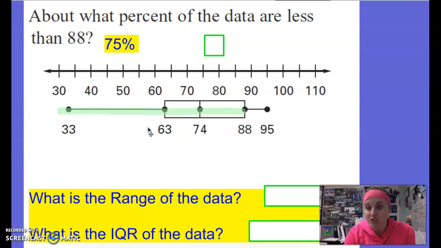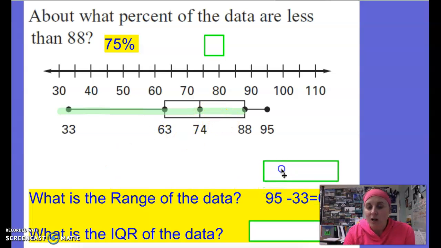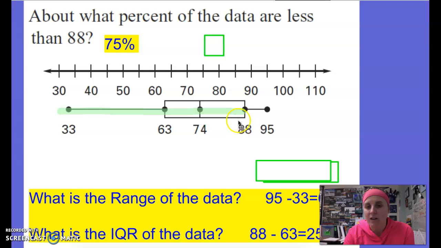And another follow-up question is, what is the range of this data? For the range, we take our highest minus our lowest, 95 minus 33, giving us 62 as the range. And for the IQR, we're going to take Q3 minus Q1. 88 minus 63 is an interquartile range of 25.